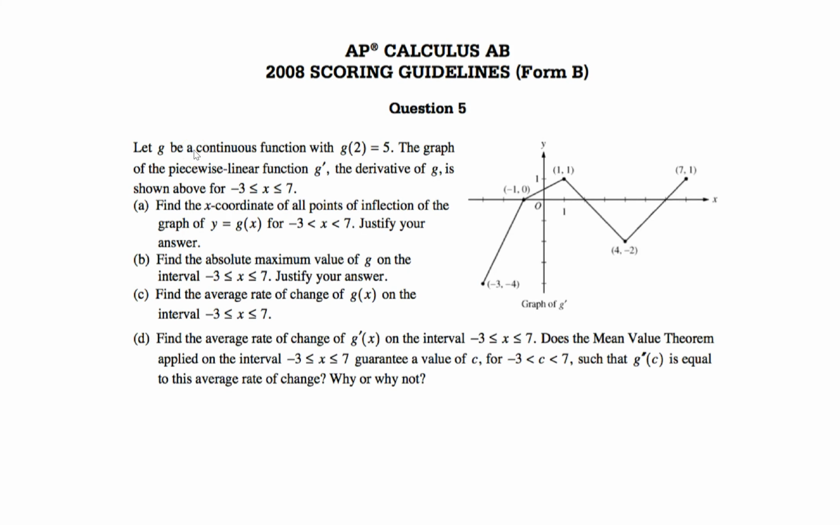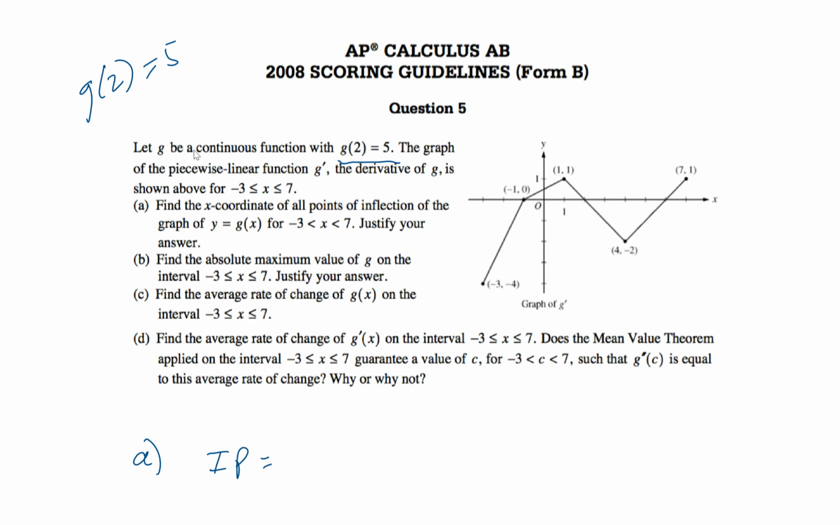Let g be a continuous function with g of 2 equals 5. So again, they're giving us an initial value, so they're probably going to ask us to find a g value, like what's g of something, and we use that to help us. The graph is a piecewise linear function, the derivative of g. Find all the x coordinates of all points of inflection on the graph from there to there. Justify your answer. So again, inflection points are tough.